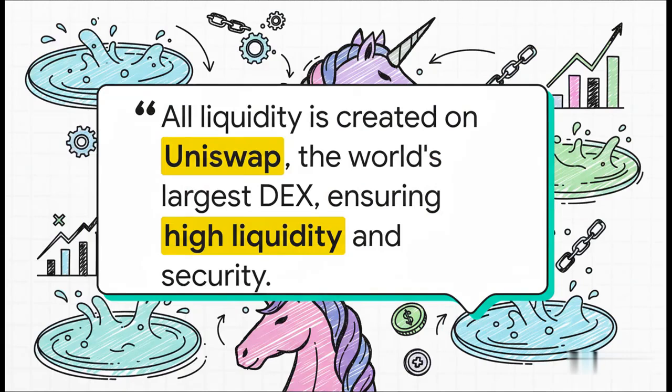Now, this is super important. This isn't just happening on some random unknown platform. Global Pool creates all of its liquidity on Uniswap. And if you know anything about DeFi, you know Uniswap is a huge deal. It's the biggest decentralized exchange out there, which adds a massive layer of security and trust to the whole thing.